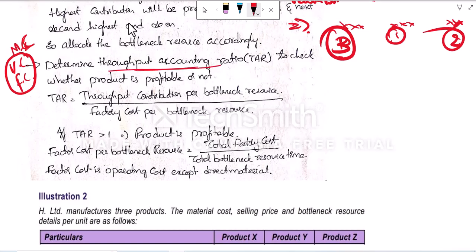If throughput accounting ratio is more than 1, then the product is profitable. Means after considering all these costs also, it is making profits. If it is less than or equal to 1, it is not that profitable. How will we calculate throughput accounting ratio? Throughput contribution per bottleneck, which we have calculated above, divided by factory cost per bottleneck.